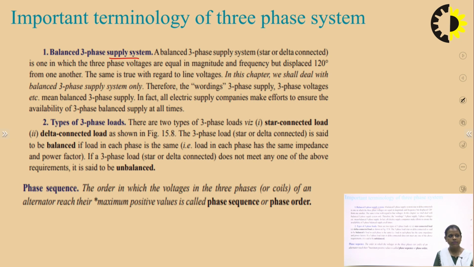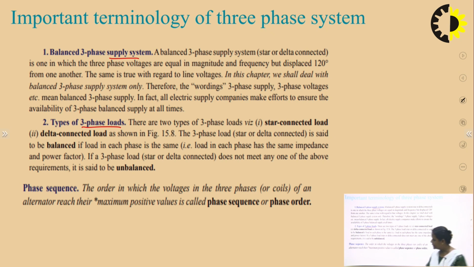The next is types of three phase load. What are the types of three phase loads? So there are two types of three phase loads. It could be a star connected load or a delta connected load. The three phase load is said to be balanced if the load in each phase is the same. So if the load in each phase has the same impedance and power factor, then it is called a balanced load. If a three phase load, be it delta or star, does not meet any one of the above requirements, then it is called an unbalanced load.